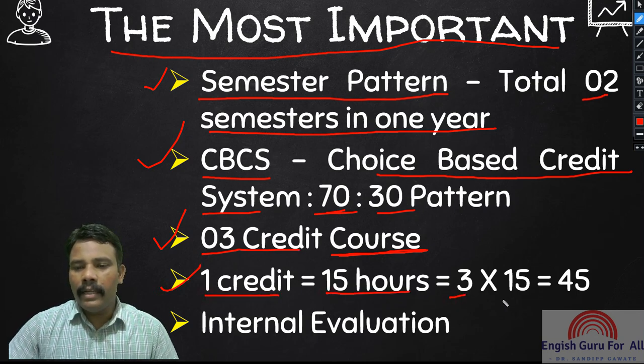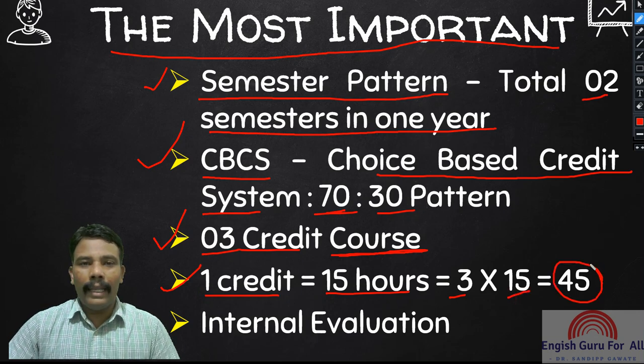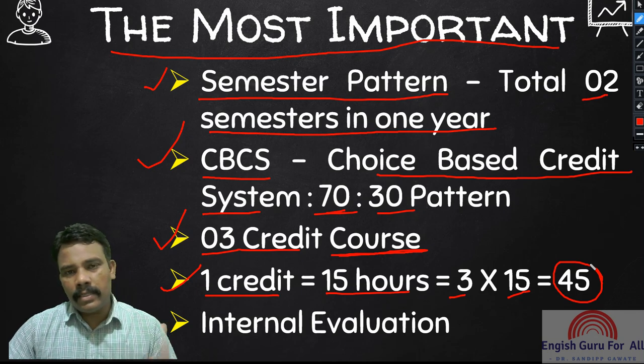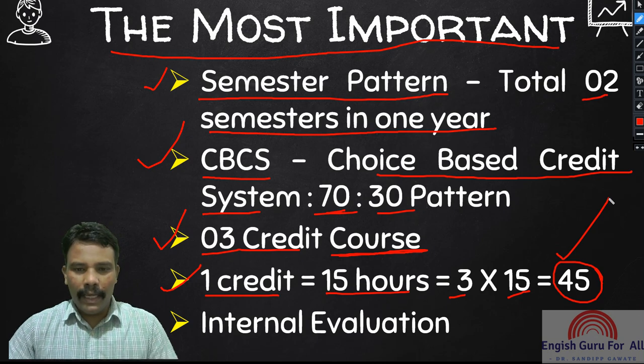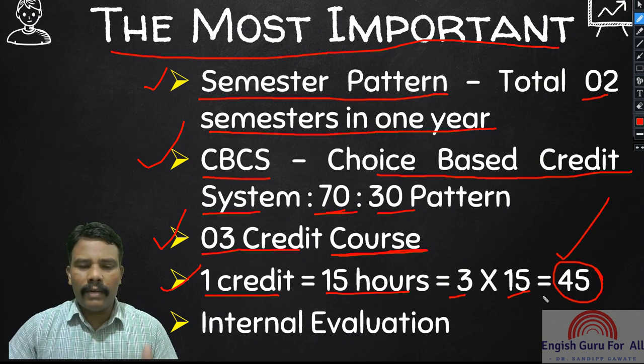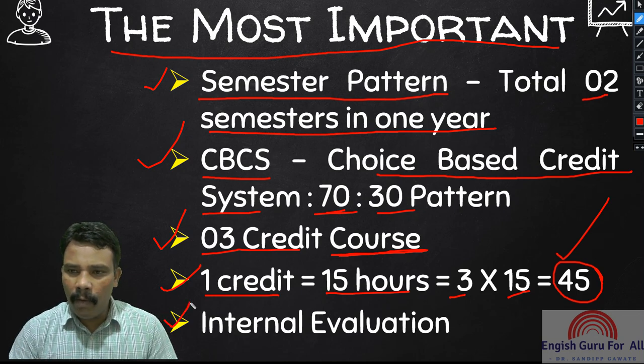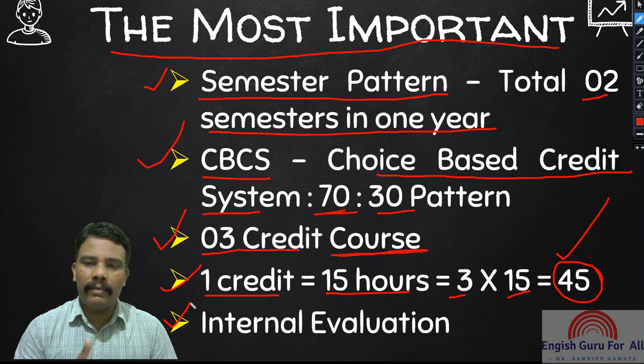It means 3 multiplied by 15 is equal to 45 lectures. It means in semester first, I am going to conduct total 45 sessions or 45 lectures. And here you need to understand, this is a very important part, and there will also be internal evaluation. So what I discussed till now, there are 2 semesters in 1 year.